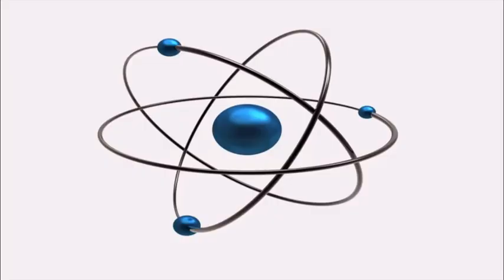Let's study more about atomic structure. An atom is formed from the nucleus and the extranuclear part. These contain three types of subatomic particles: protons, neutrons, and electrons. Let us study them in detail.